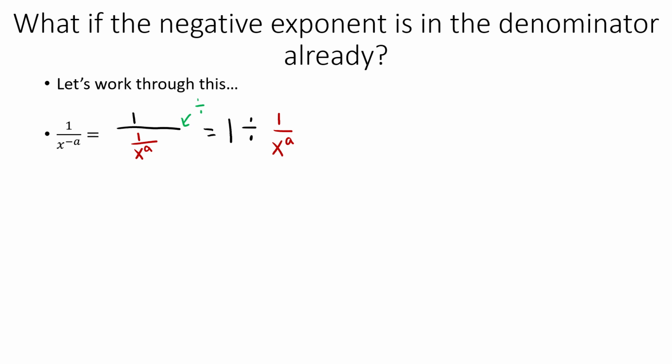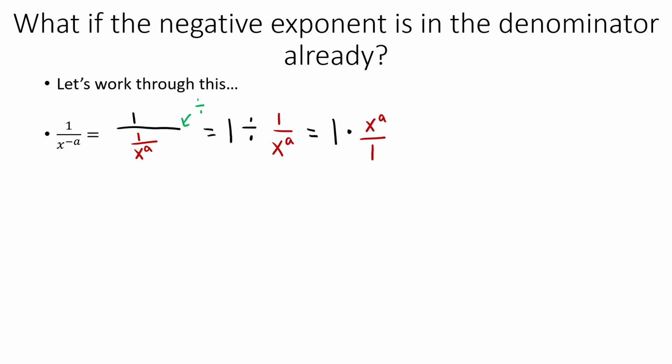Now, right here, we're going to invoke the definition of division, which, if you go way back in my video series, somewhere near the beginning of my Algebra 1 playlist, where we get into what the operations are, I define as multiplication by the reciprocal. So this would be 1, and now instead of the division symbol, I'm going to have the times sign, and then we're going to take the reciprocal of 1 over x to the a, which would be x to the a over 1.